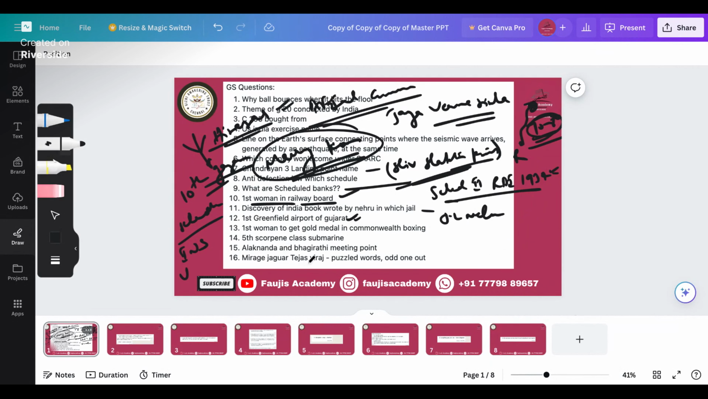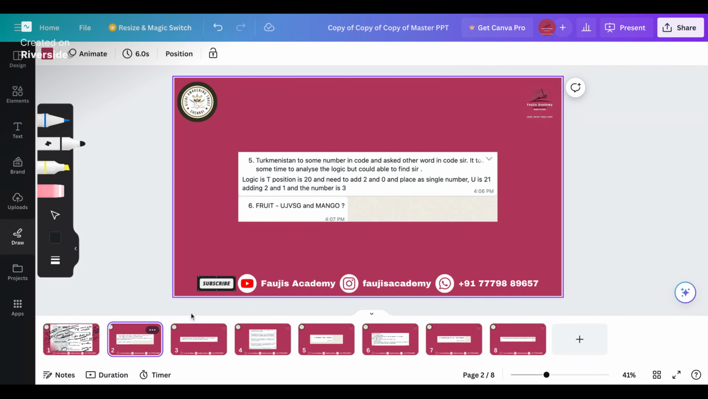Mirage, Jaguar, Tejas, and Viraj. Viraj, what is this Viraj? It looks like some name in a movie. Viraj is your odd one out, right, guys? All the others, Mirage 2000, Jaguar, Tejas, are fighter aircraft, and Viraj is, I don't know, so what is it? Yeah, that's your odd one out.